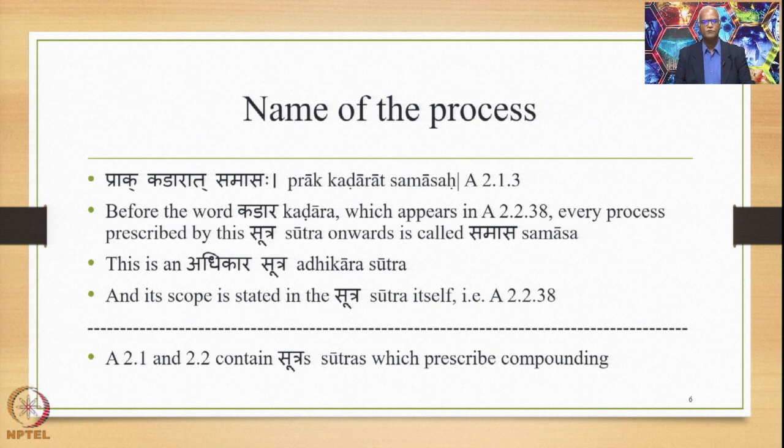I repeat, before the word kadara, which appears in 2.2.38, the final sutra of 2.2, every process prescribed by this sutra onwards is called samasa. This is an adhikara sutra, and its scope is stated in the sutra itself, that is 2.2.38. So we can say that Ashtadhyayi 2.1 and 2, namely the Prathama and Dvitiya Pada of the second Adhyaya, contain sutras which prescribe compounding. This is a very important point to remember.